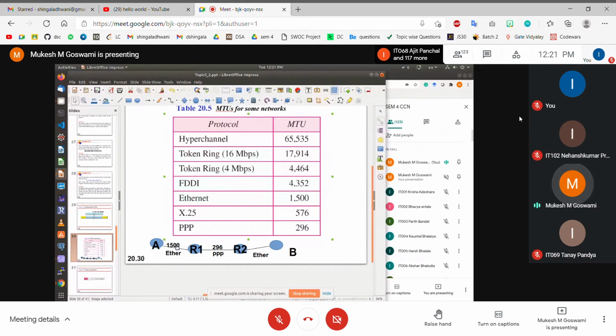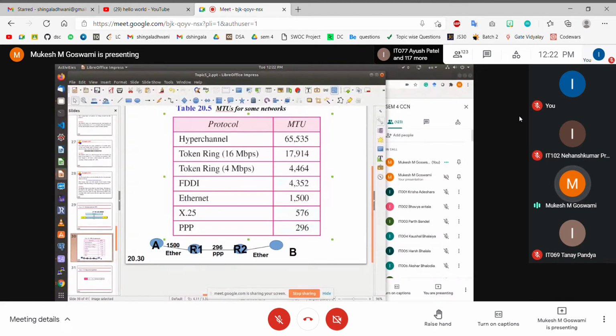Option number two is that R1 will decide to divide this packet into sub-packets. So what will R1 do? R1 will divide this 1500-byte packet into smaller segments, say for example 8 segments, each of size around 200 bytes. So that is approximately 1600 bytes, right? That is how R1 can divide the original packet into smaller fragments and then send it to R2. And then R2 will in turn send this data to B.